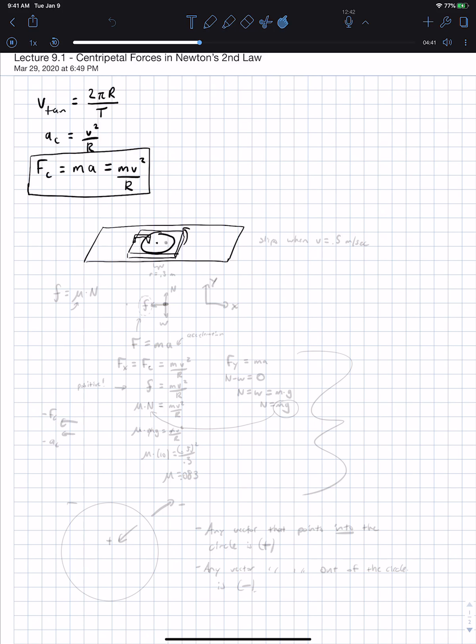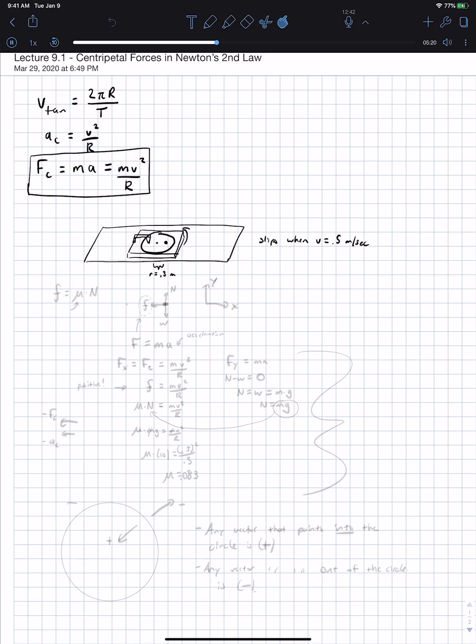Let's say you have a coin, and you place that coin 30 centimeters from the center of a rotating horizontal turntable. Let's say I tell you that the coin, at a distance or radius of 30 centimeters, which is 0.3 meters, slips when its speed v is equal to 50 centimeters per second, or 0.5 meters per second.